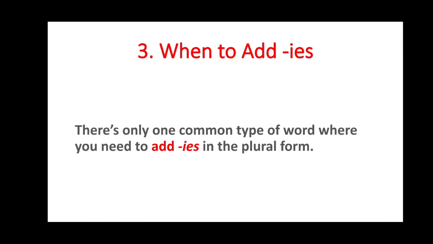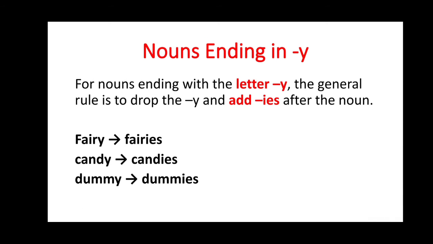3. When to add ies. There's only one common type of word where you need to add ies in the plural form. However, as you'll see below, there's also an important exception to this rule. Nouns ending in y. For nouns ending with the letter y, the general rule is to drop the y and add ies after the noun.